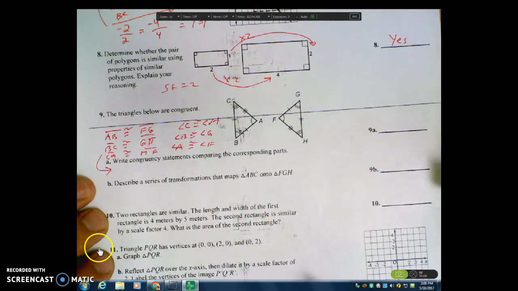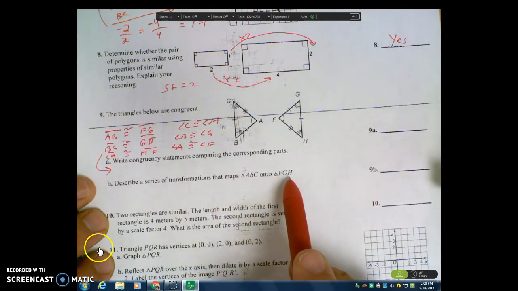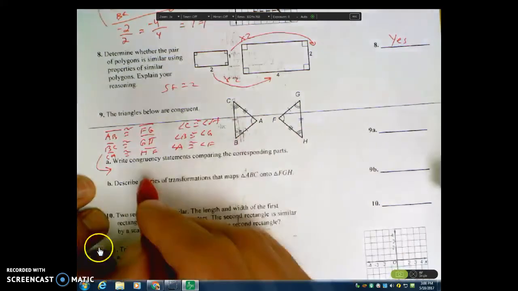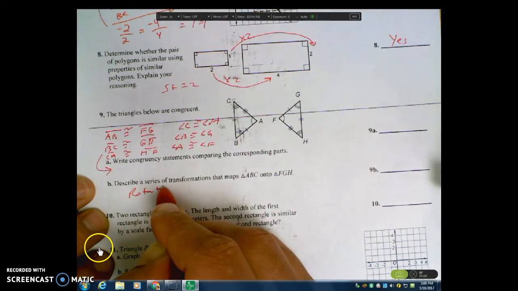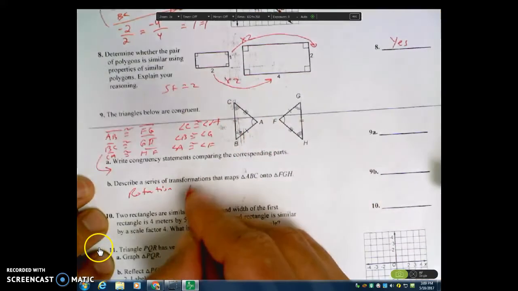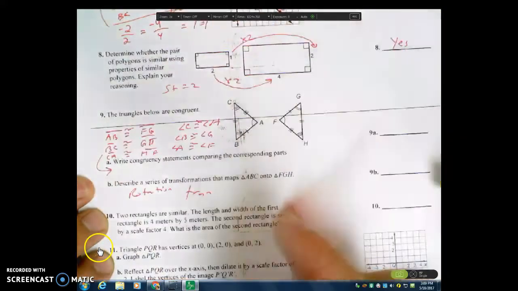Describe the series of transformations that maps ABC onto FGH. So 3 is down there. I would say it's a rotation. So I got to get that angle C down here and that angle B up, and then a translation. So we're going to slide it after that.